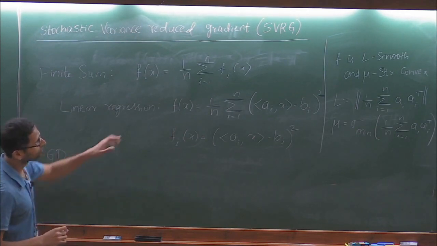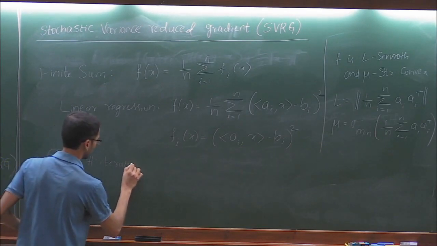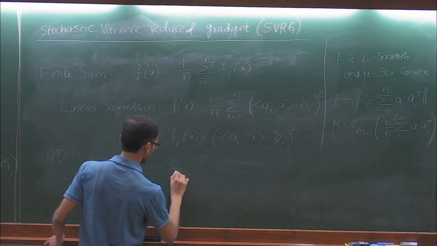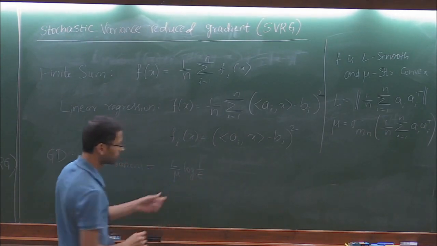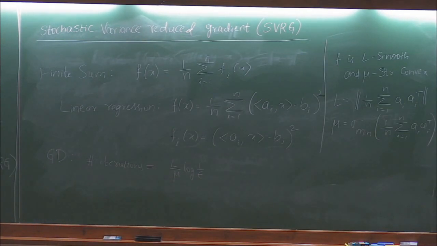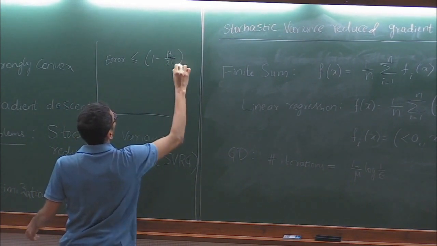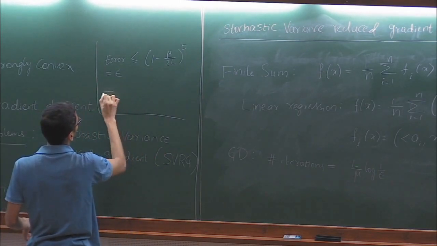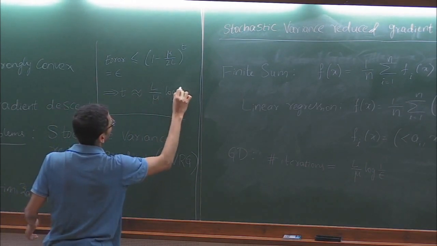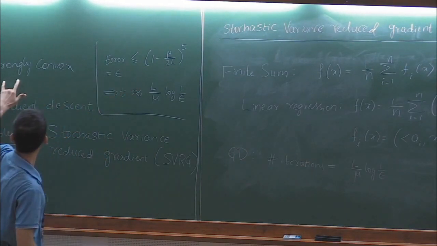If we apply gradient descent for smooth and strongly convex functions, we know that the number of iterations it takes is L over mu log 1 over epsilon, where epsilon is the desired accuracy. What we saw was error is less than or equal to (1 minus mu over 2L) to the t. So if I want an error of epsilon, then t has to be of the order of L over mu log 1 over epsilon. This was the first convergence rate we got for smooth and strongly convex functions today.